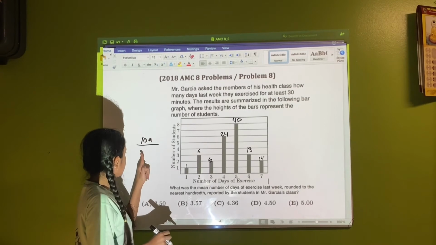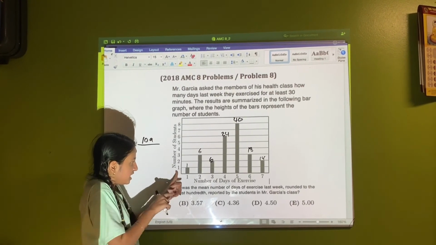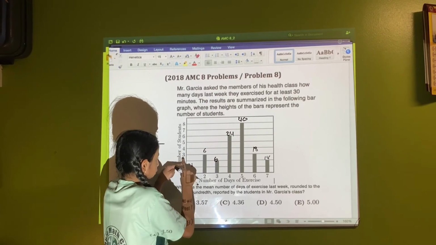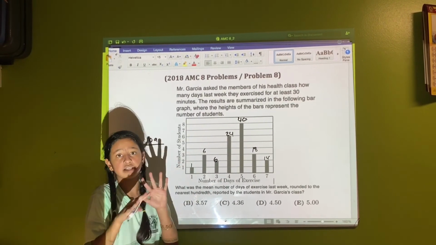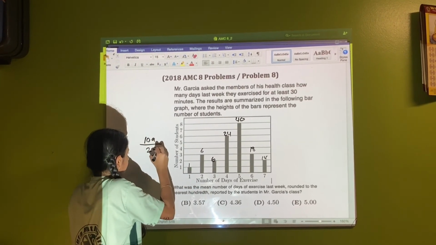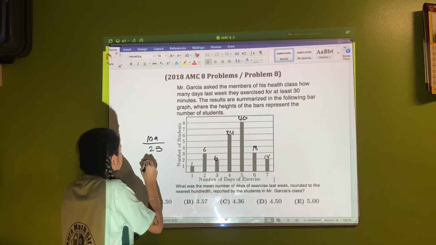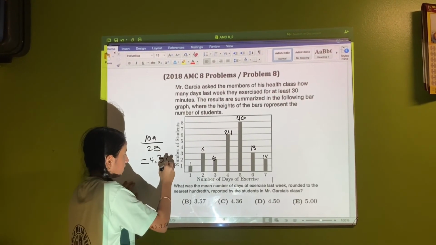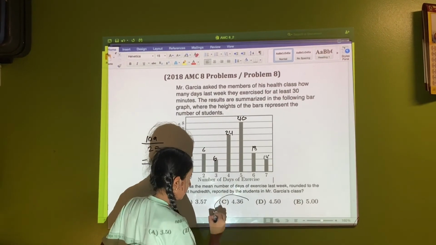And now we need it over the number of students. If we see here, this is the number of students: 1 student, then 3 students, 4 students, and then 2 students, 6 students, like that. I add them up and I get 25. Now if you divide this, you get 4.36, which is right here. See?